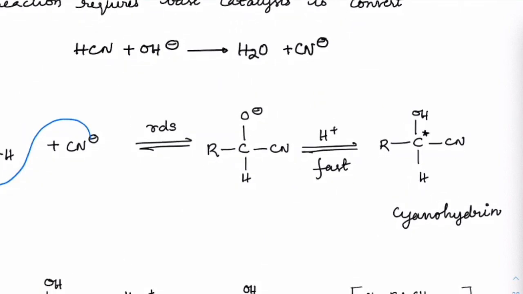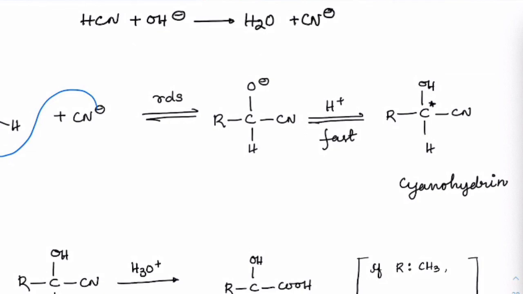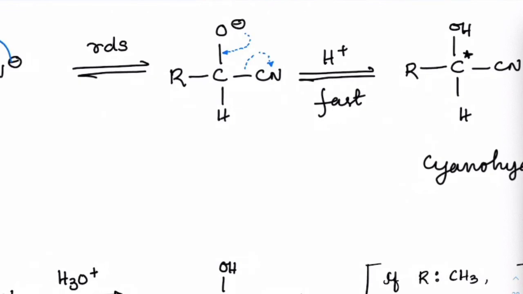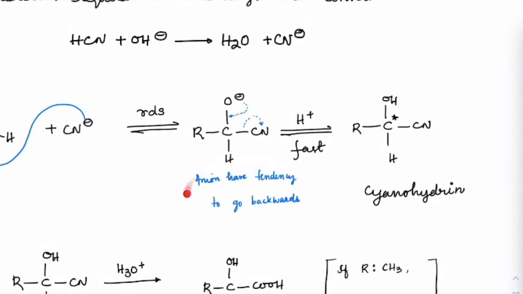Now this is a very important observation. Here the reaction can go backwards also, because you could see that it could close as a double bond here and CN minus can leave. Which means an anion has a tendency to go backwards. But whatever amount is forming, as soon as you add H plus to that, the lone pair from here takes away this H plus and will form OH and CN. So this is called cyanohydrin.